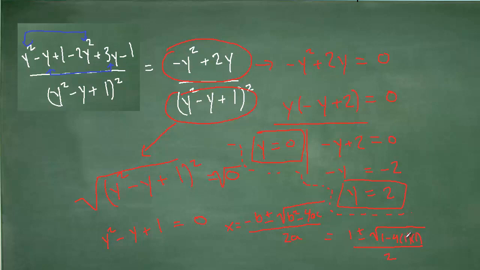So although we had two critical numbers from setting the top part of the derivative equal to 0, setting the bottom equal to 0 does not actually generate any additional critical numbers. And what that means is that the derivative has only two critical numbers, y equals 0 and y equals 2.